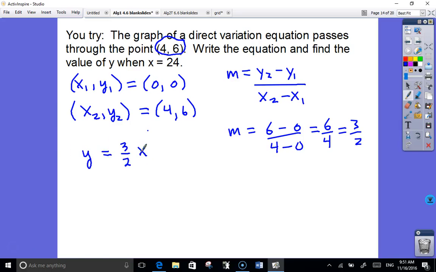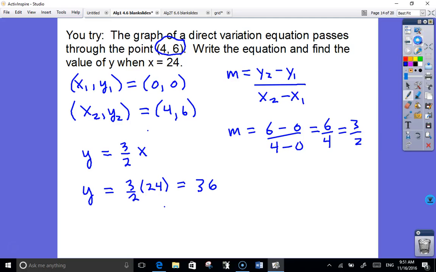Okay, now answer the question. Find the value of y when x equals 24. Okay, y equals 3 halves times 24. Again, you could put that in the calculator, or you could say 2 goes into 24 how many times? And 3 times 12 is 36.